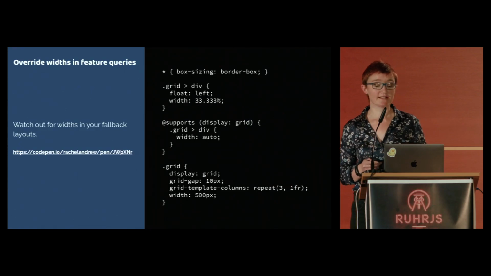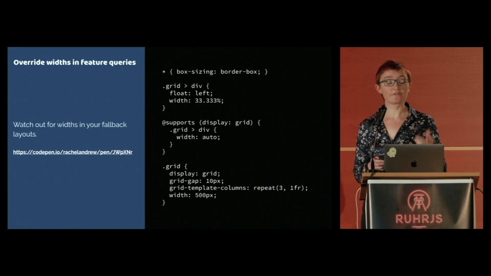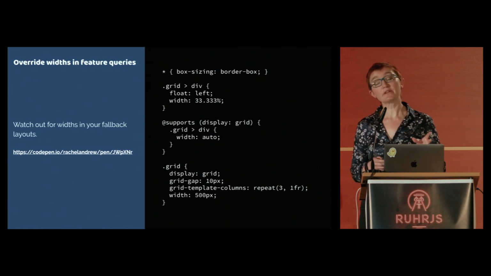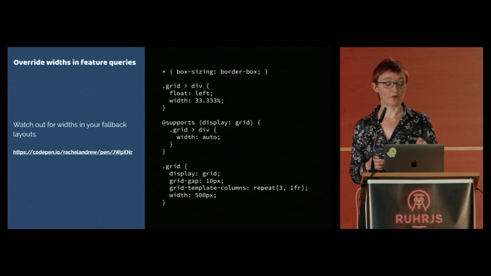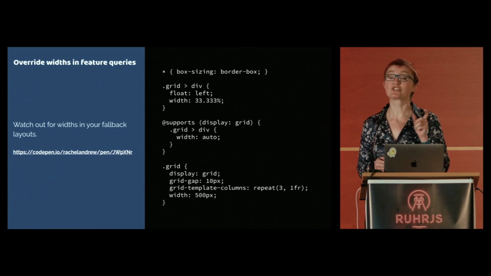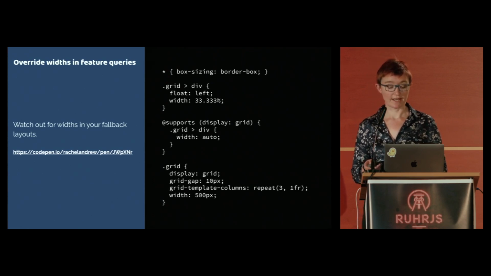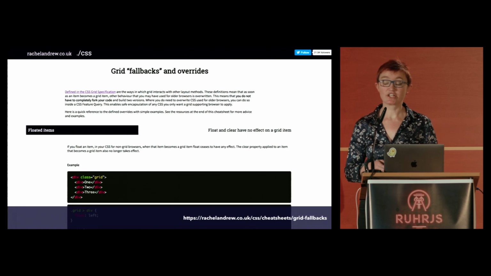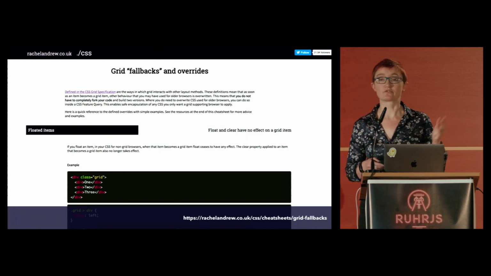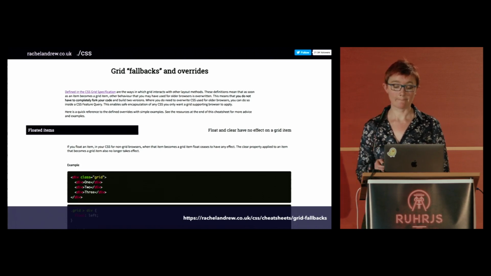The width issue is kind of important to know about. So here we've got a floated layout. If I've got an item set to float left and width 33.33%, that's going to be 33% of the container. The minute that becomes a grid item in a grid layout, if we've got 3 column tracks, it's going to become 33% of the track it's in. That's not what you want. So that's why you'd want to set your width back to auto in that case. And there is a cheat sheet to help, and it goes through all of those things.